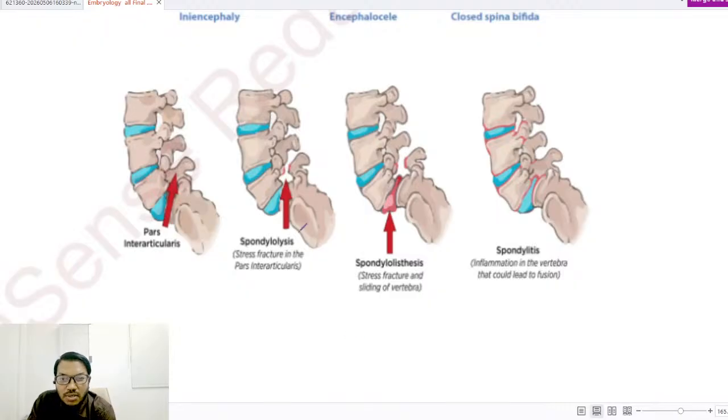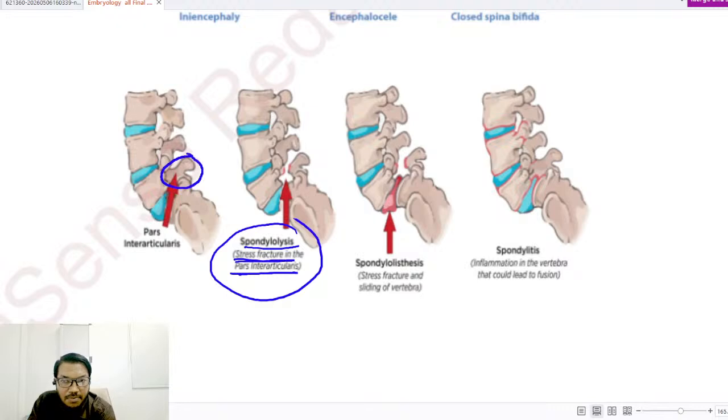Mainly, spondylolysis occurs due to stress fracture in the pars interarticularis. Just remember this feature: spondylolysis is a stress fracture in the pars interarticularis. This is the pars interarticularis, this part. And spondylolisthesis also occurs due to stress fracture and sliding of the vertebra. Stress fracture and sliding of the vertebra.